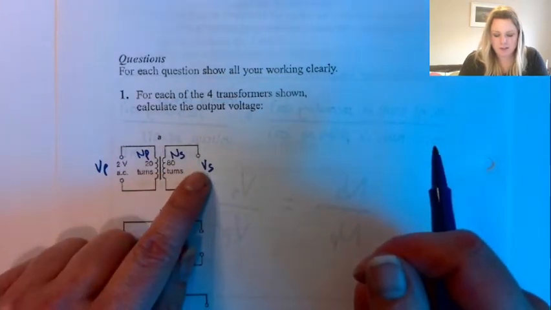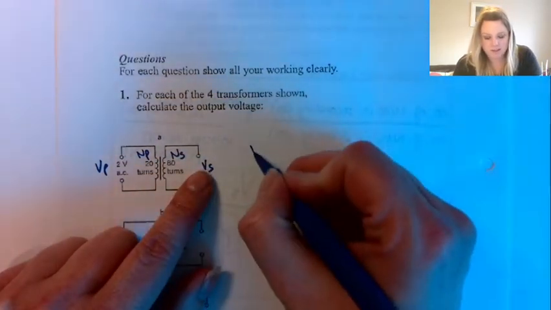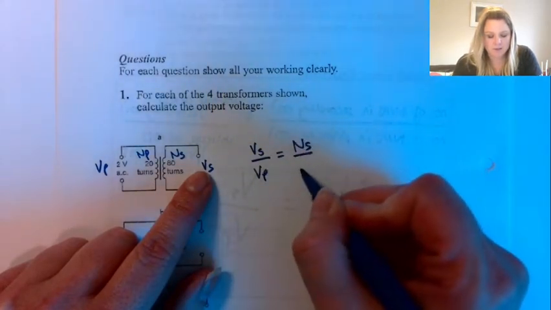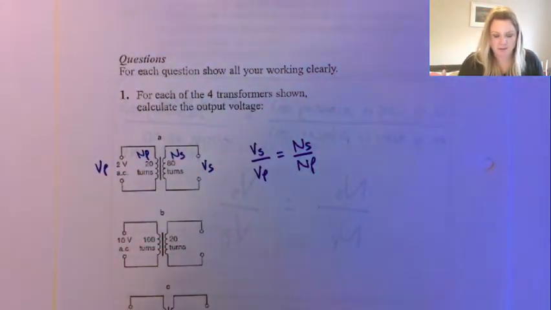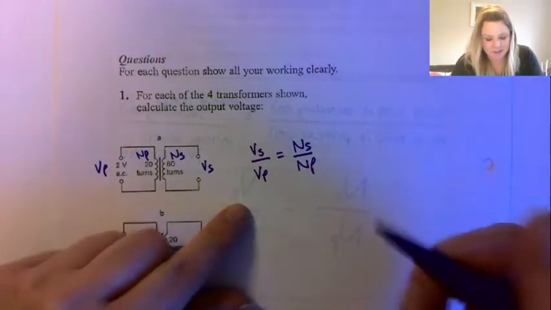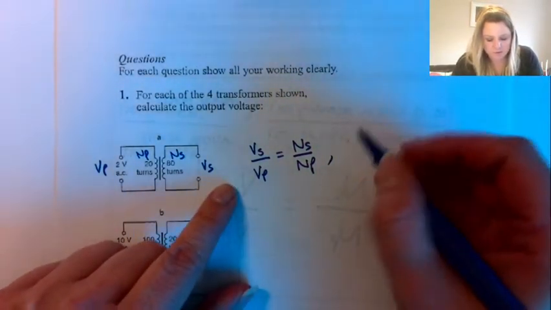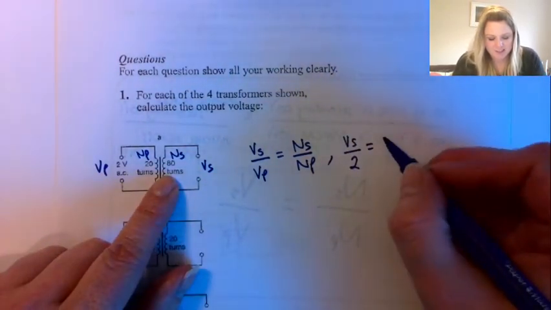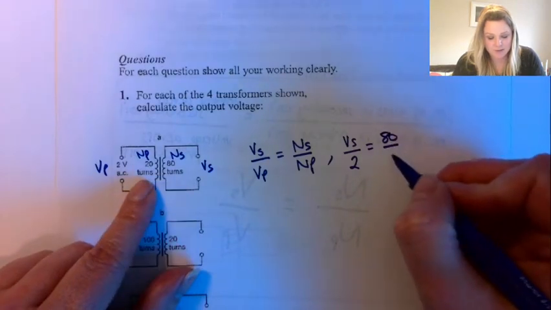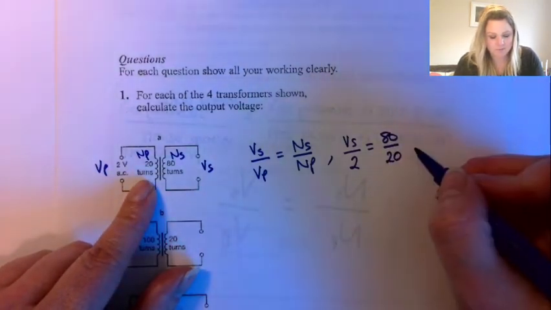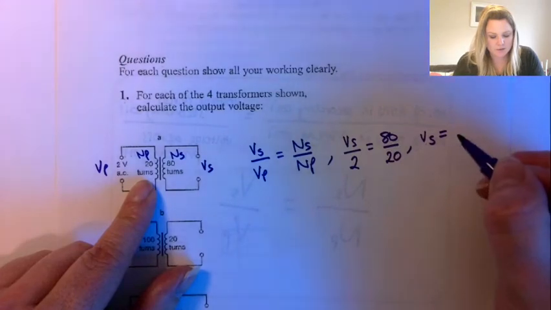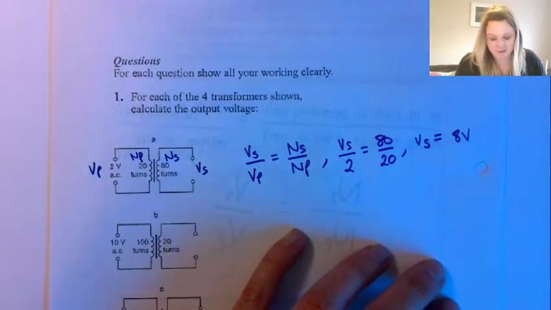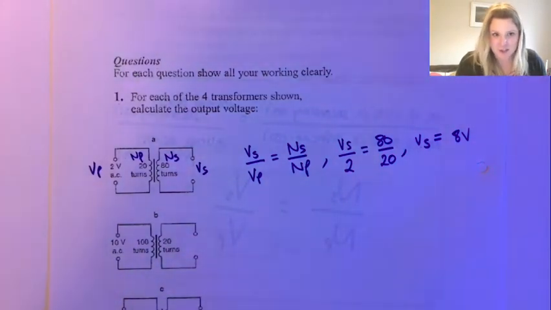So if I'm looking to get the output voltage, VS, I'm going to do VS over VP equals NS over NP. I've written far too big for the space that's available here. Anyway, I'm going to fill in my numbers. So VS over VP, which is 2, is equal to NS, which is 80, over NP, which is 20. So that gets me 8 volts. Had a wee panic over my mental maths there, I had to check it.